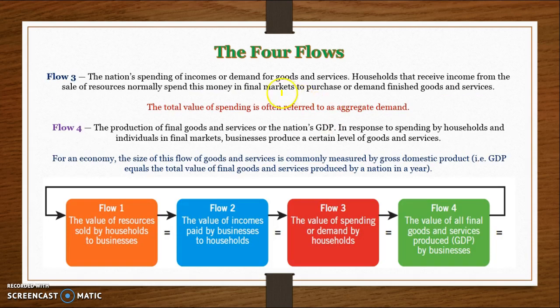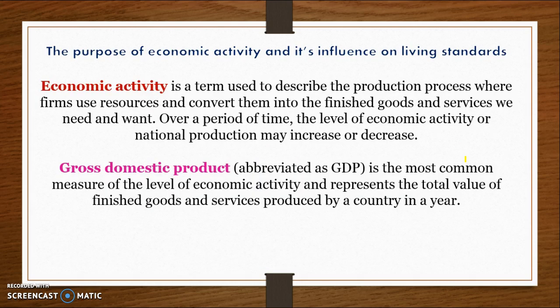Flow 3, national spending on goods and services, the total spending. This will also be referred to as aggregate demand, the total aggregate demand for Australian goods and services. And then flow 4 is the production of final goods and services, or a nation's GDP. So when the spending by households increases, that leads to increased production throughout the economy and GDP increases. For an economy, the size of this flow of goods and services is commonly measured by gross domestic product, or GDP.